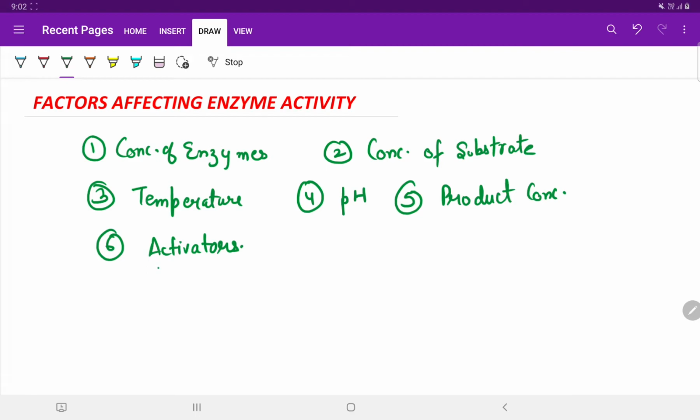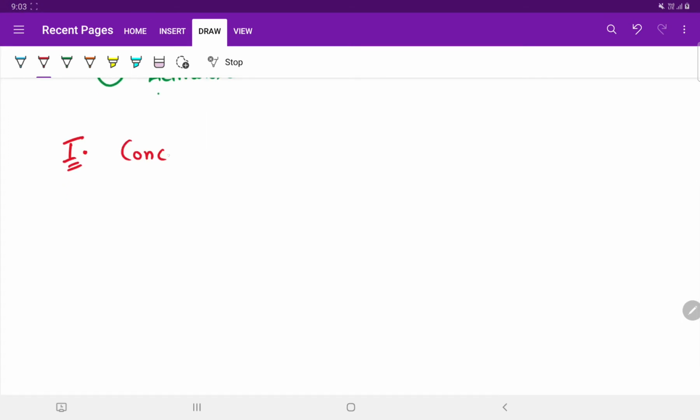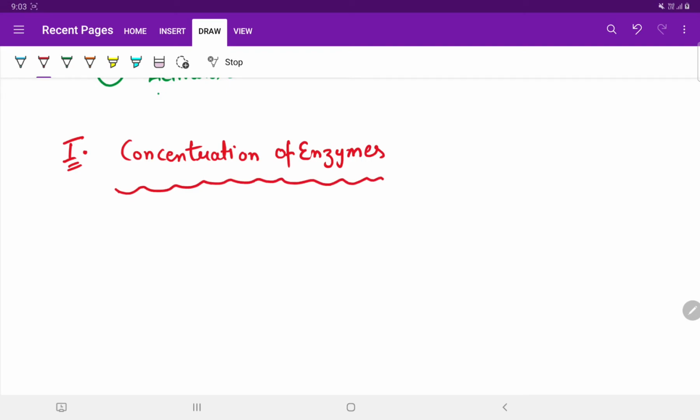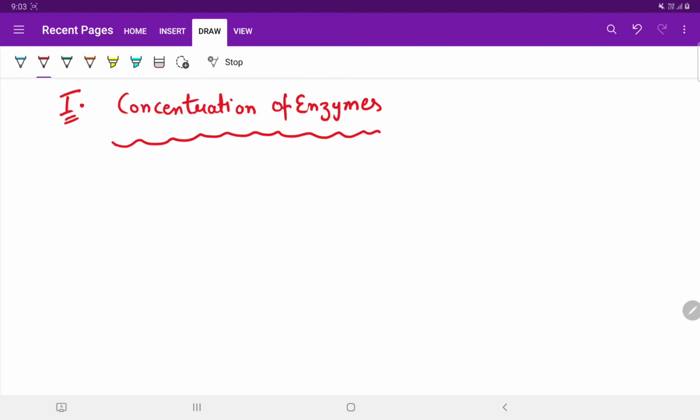So now let us start them one by one. So first of all we shall be starting with the concentration of enzymes. What is the effect of enzyme concentration on this catalytic reaction? So as the concentration of enzyme is increased, the velocity of the reaction proportionately increases.